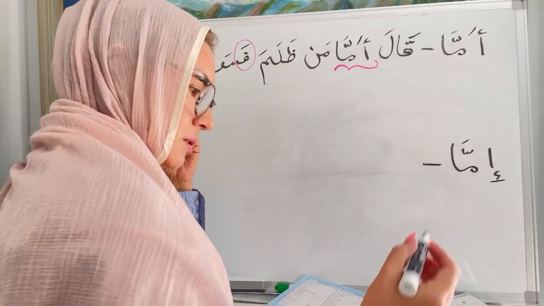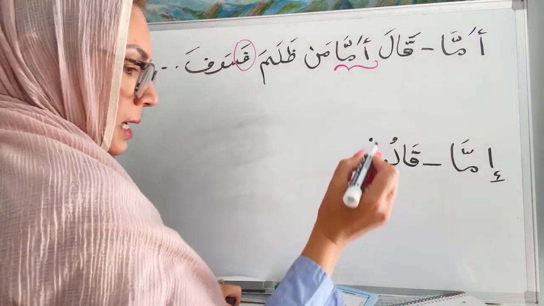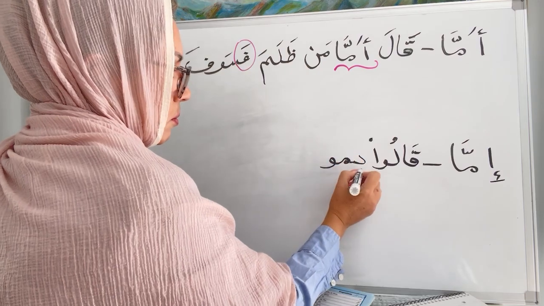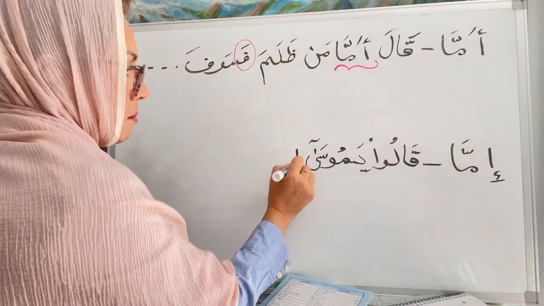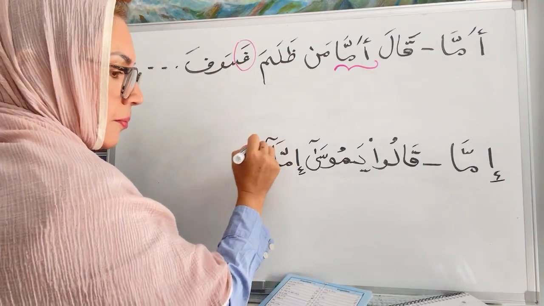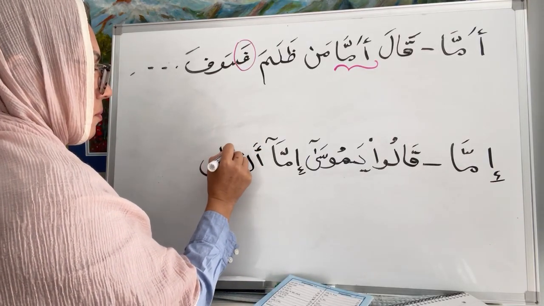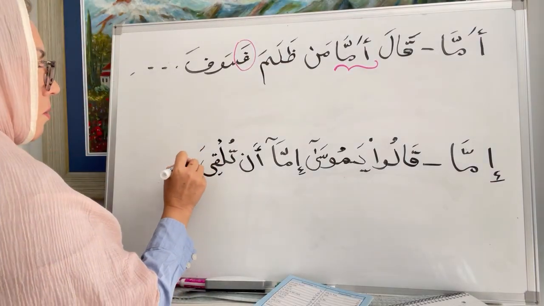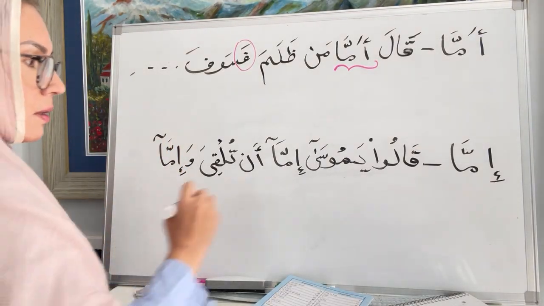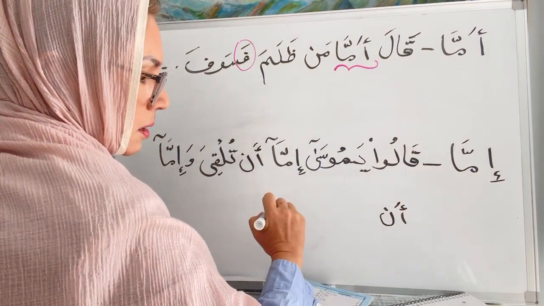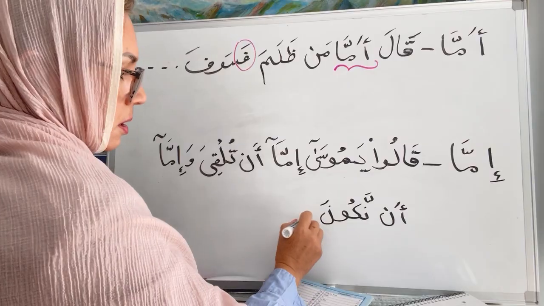So the example we have here is, it says, قالوا يا موسى إما أن تلقي وإما أن نكون. And then it goes on. Okay.